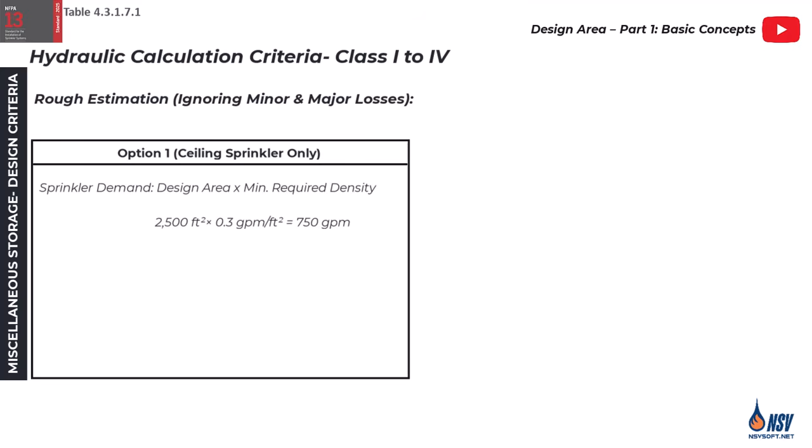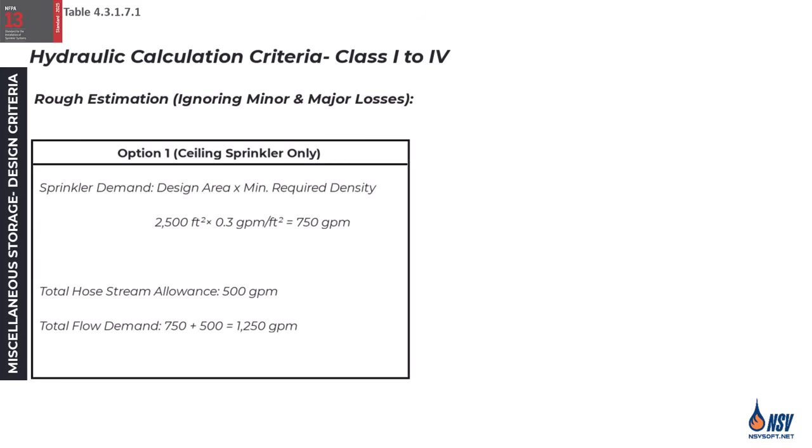For example, assuming a rough estimation and ignoring minor and major losses, if we apply the ceiling sprinkler-only option, the sprinkler system flow will be 750 gallons per minute. This, plus the total hose demand of 500 gallons per minute, leads to a total system demand of 1,250 gallons per minute, which would necessitate a 150,000-gallon water tank to provide the required 120 minutes of duration.